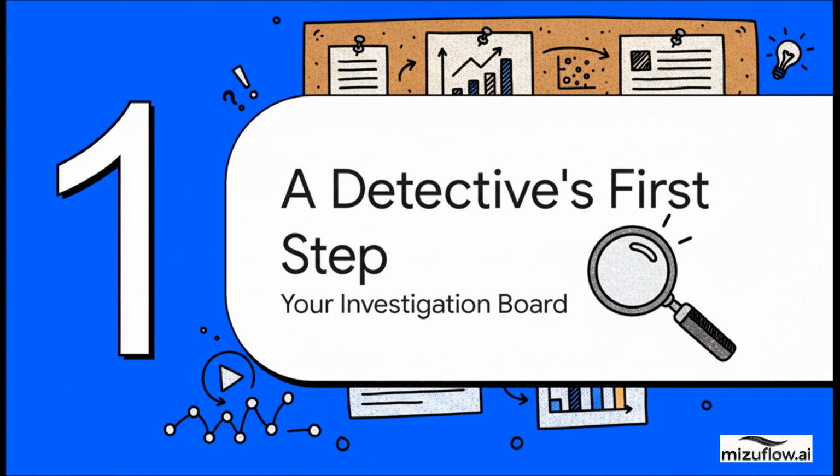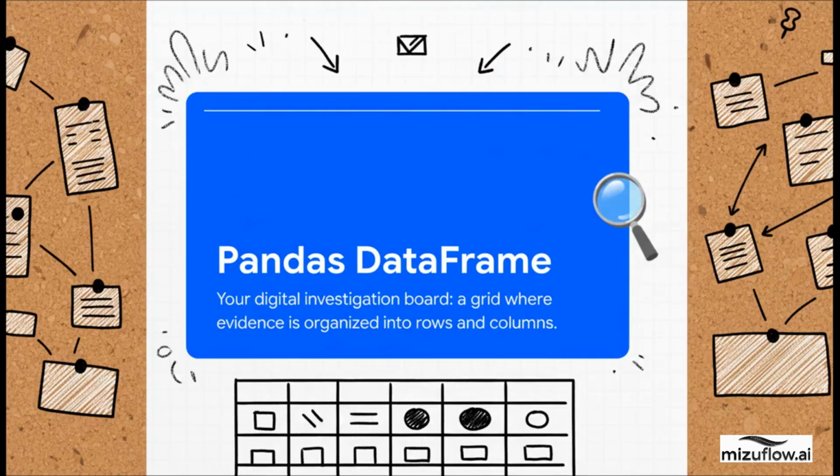Okay, so every detective needs a place to organize their clues, to pin up photos and notes, right? Well, in the world of data, we have our own version of that, our investigation board. And that is the Pandas DataFrame. Now, seriously, forget any complicated definitions you've heard. Just picture a big grid, like a spreadsheet or a table. That's it. It's a place where every single piece of evidence, every data point, has its own spot, all neatly organized into rows and columns. This simple structure is what makes it so incredibly easy to see exactly what you're dealing with.